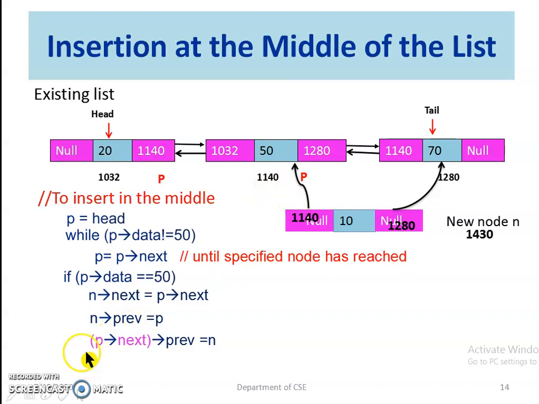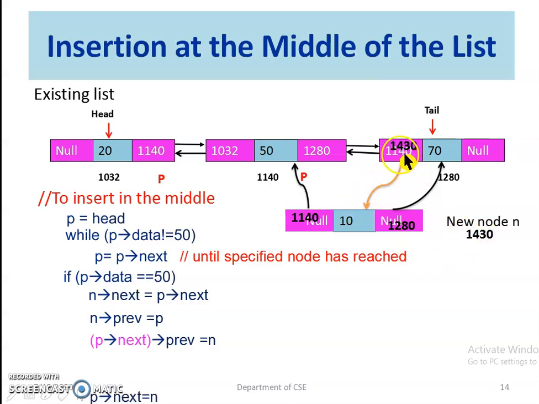Then make the previous pointer of the p.next node point to n. This is done by setting p.next.previous is equal to n. By this, the previous field of the p.next node, that is the tail node, will get the address 1430, which is the address of the new node n.